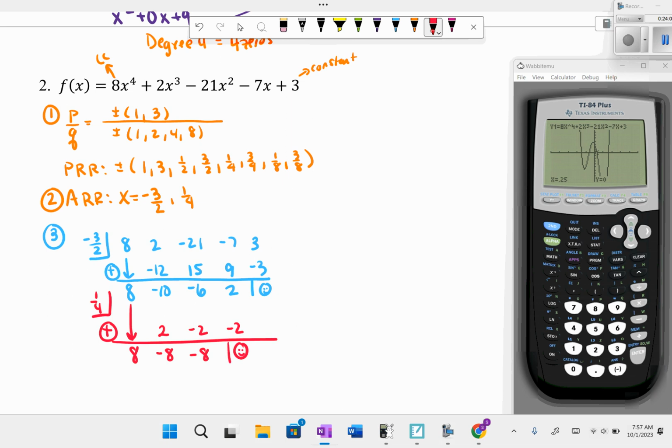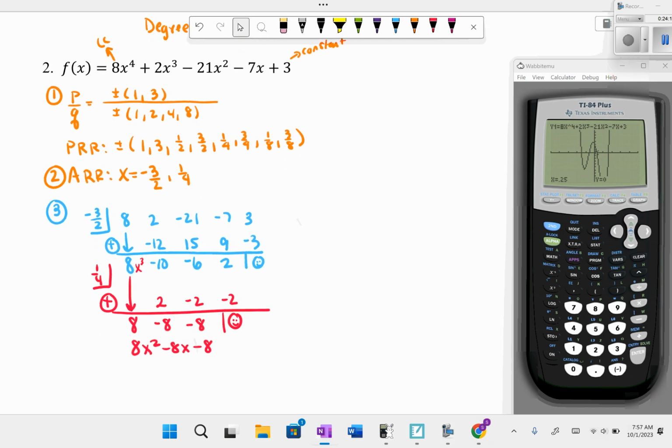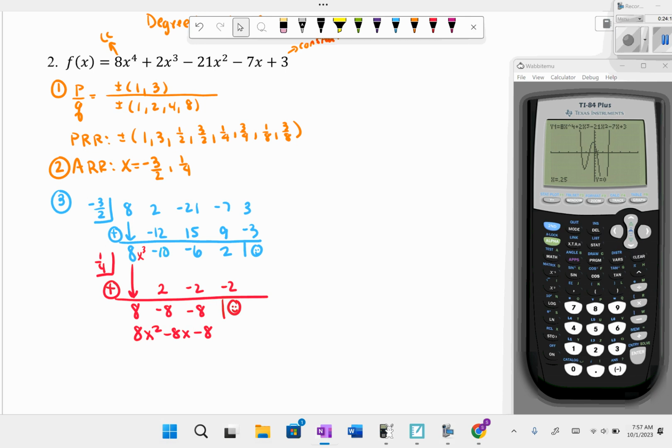And so we divided our polynomial twice. We started off with degree 4, this one was the x cubed, degree 3, so that means this is going to be degree 2. So 8x squared minus 8x minus 8. Again, we're trying to find all the zeros. We have 2 of our zeros already, so we just need the other 2.